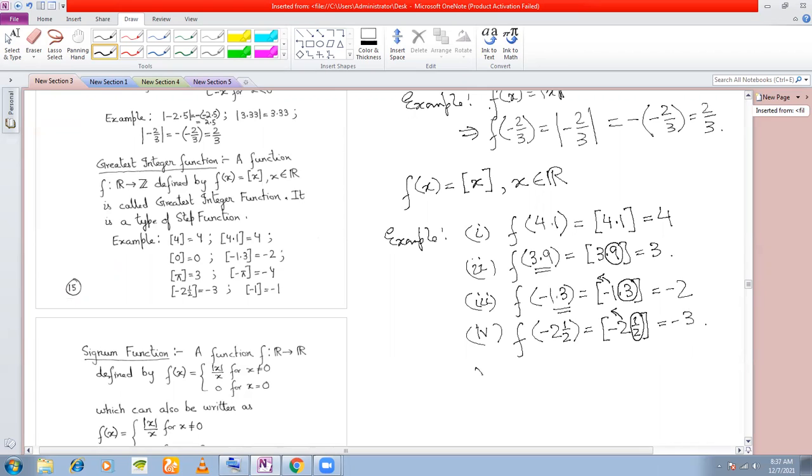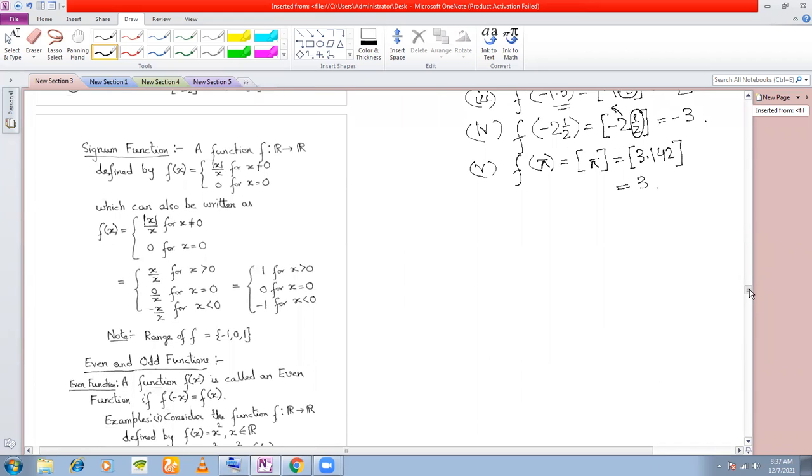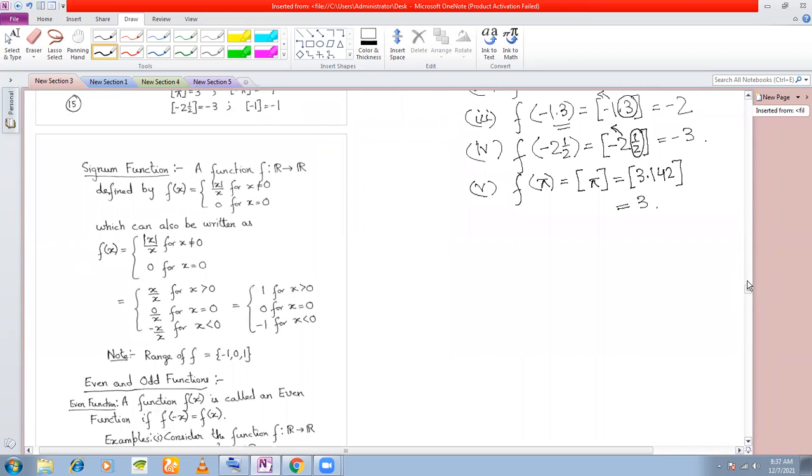Okay. Suppose if I give you f(pi), how do you calculate f(pi)? Pi is approximately 3.142, right? This is a positive number, right? So therefore, we only remove the decimal part to get 3. This is what we call the greatest integer function. Next class of function is called the signum function, but we'll not discuss it today. We'll discuss it tomorrow. So I'll stop.